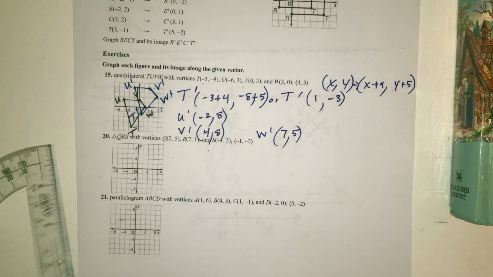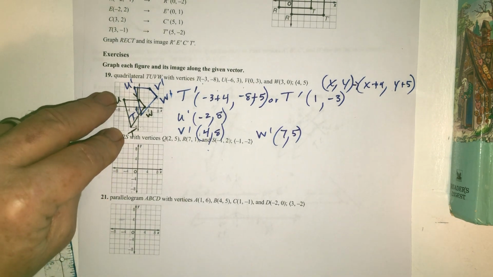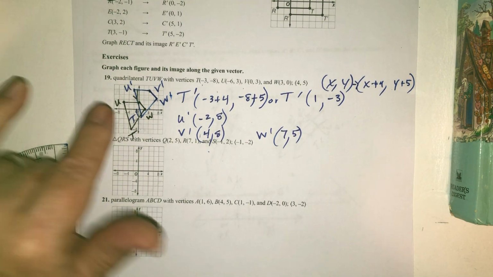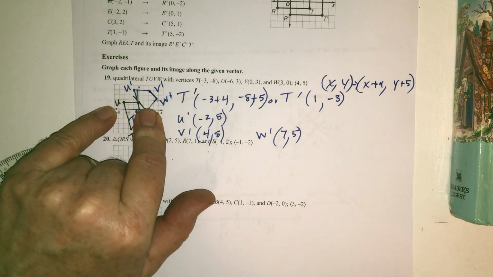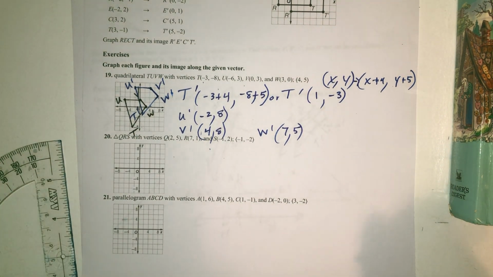And there you have taken that quadrilateral and you have moved it 4 units to the right and 5 units up. Notice that the corresponding segments, UT and U prime T prime are parallel. Corresponding segments UV and U prime V prime are parallel, and so on. Be sure you check to make sure that happens.